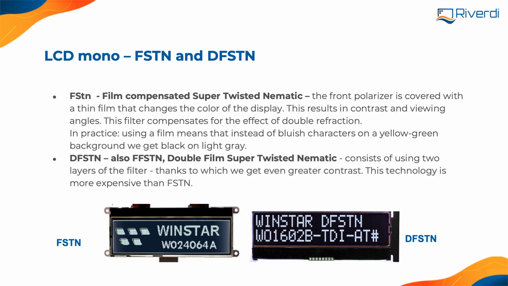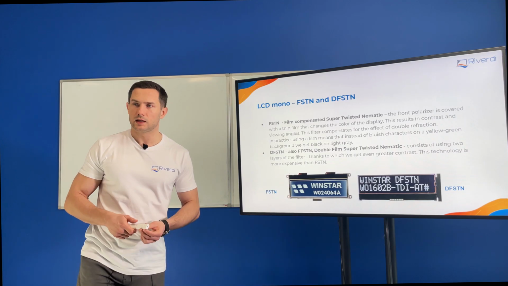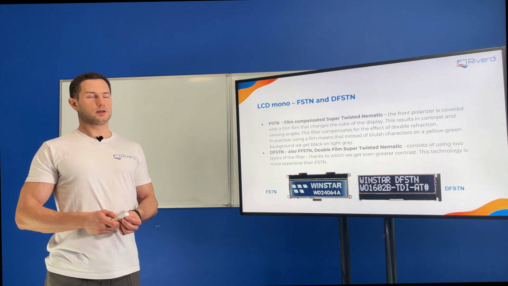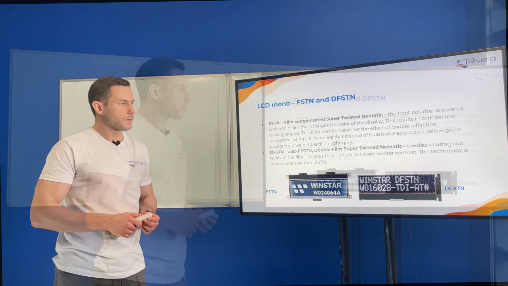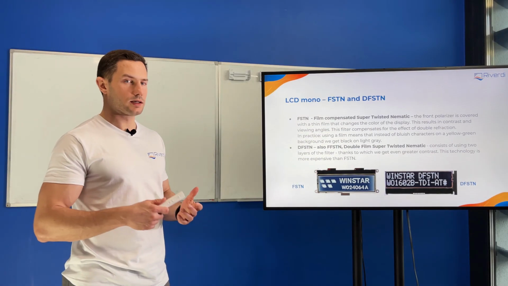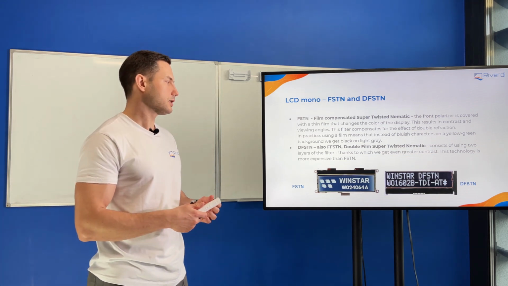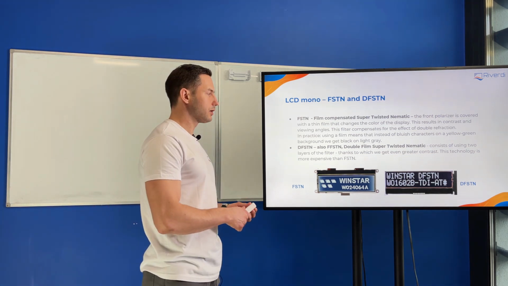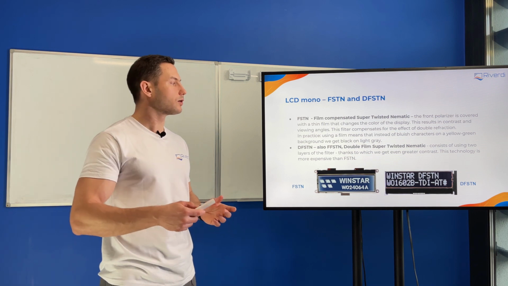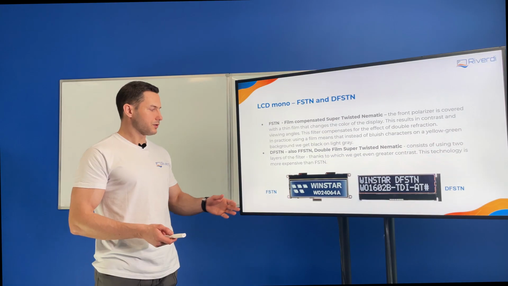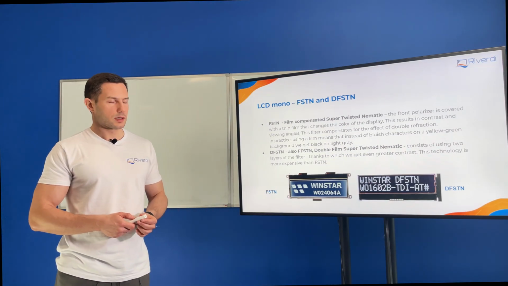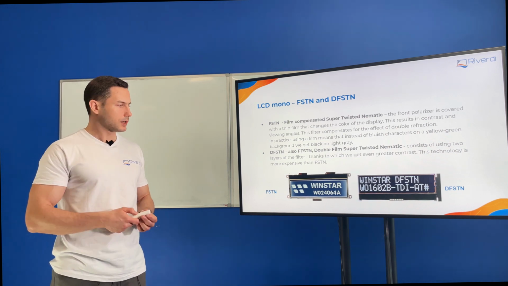Okay, here we have another variation of monochrome displays. It's called FSTN or DFSTN. That is like film compensated, super twisted nematic. So it's additional layer actually that we add on the glass that is making the display even better. Yes, and what I mean better here is like having the higher contrast than the regular TN or STN. Once we add the film, we can go to the more black, let's say, background.